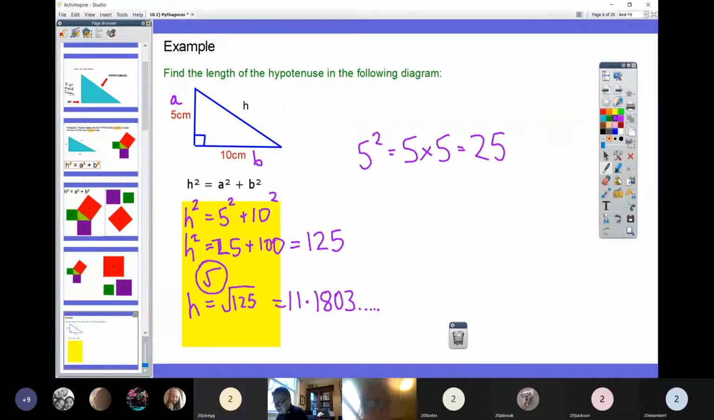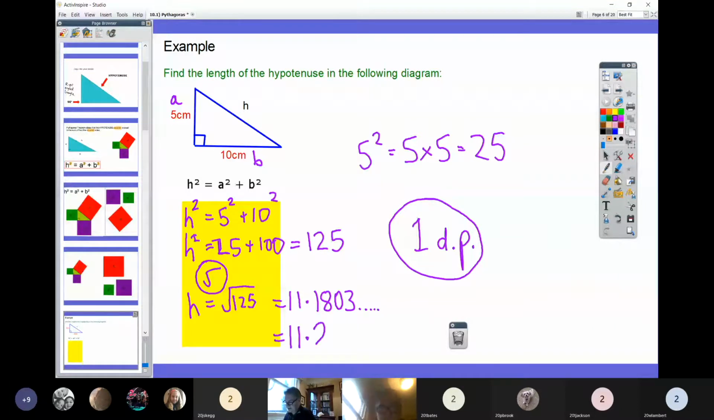So let's go and imagine that this question asked me to give the answer to 1 decimal place. It will tell me somewhere in the question. So remember, that means only 1 number after the decimal point. So my answer here would be 11.2. Okay? So h equals 11.2, and the units are centimetres. And that makes sense. H is a bit bigger than the 10. And you'd expect, remember, the hypotenuse is the longest side, so you've got to be getting an answer greater than the shorter sides, otherwise you've gone wrong there.